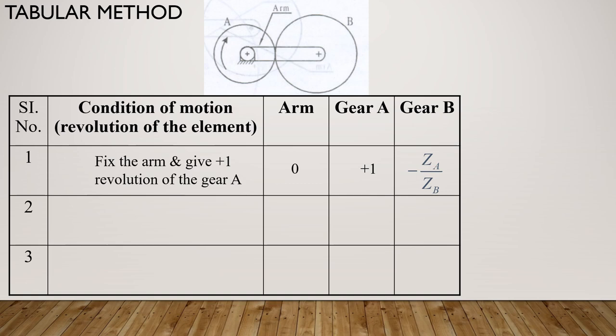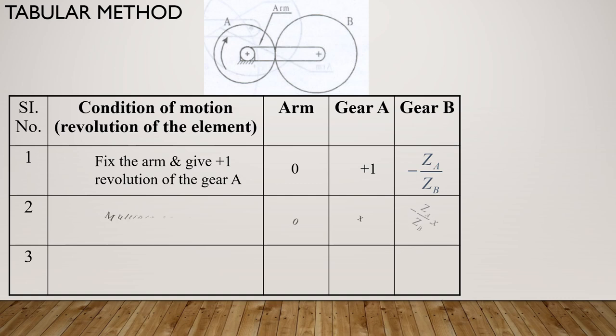Arm is fixed, so it is 0. You are giving one rotation to gear A, so plus 1. Then gear B: the method of writing here is ZA by ZB, that is the number of teeth in the driver to number of teeth in the driven. After writing the ratio, see the sense of rotation. If these two gears, that means A and B, are rotating in the same direction, we have to put positive. If they are in opposite direction, put negative. Since here it's opposite, this negative sign.